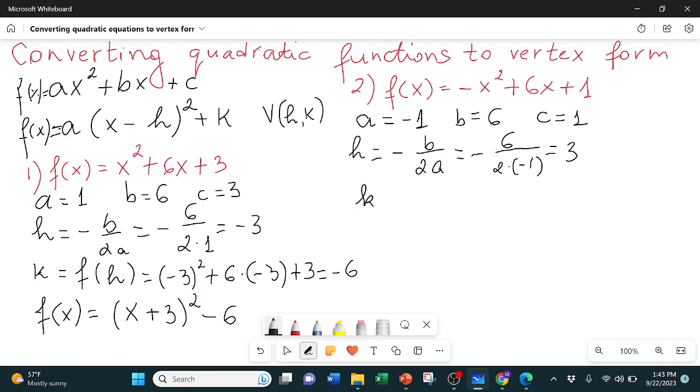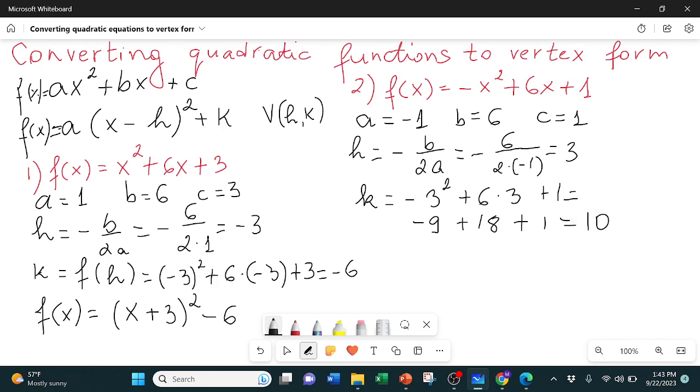K, let's calculate k. How much will k be? We're going to substitute 3. So it's going to be negative 3 squared plus 6 times 3 plus 1. So 3 squared is 9, negative 3 squared, so it's negative 9 plus 18. Negative 9 plus 18 plus 1. So the answer will be negative 9 plus 18 is 9, plus 1, 10.